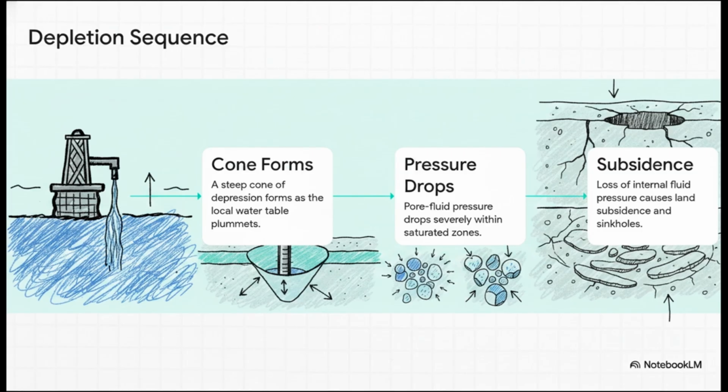As we pump the water out, we're actually removing the fluid pressure that was literally helping hold the rock and soil apart. Without that internal pressure, the deep earth physically compacts. The terrifying result? The land surface above permanently subsides. It just sinks right downward.